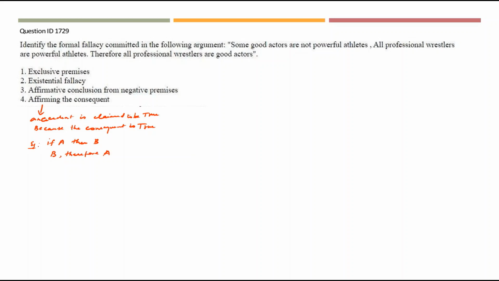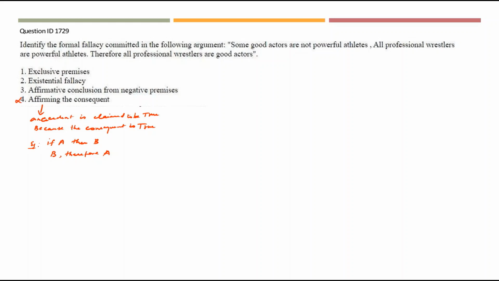In other words, if B is occurring, it means A has occurred. It is claiming to be true just because the consequent is true. This is affirming the consequent. We are not claiming anything true here. So this option can be ruled out.